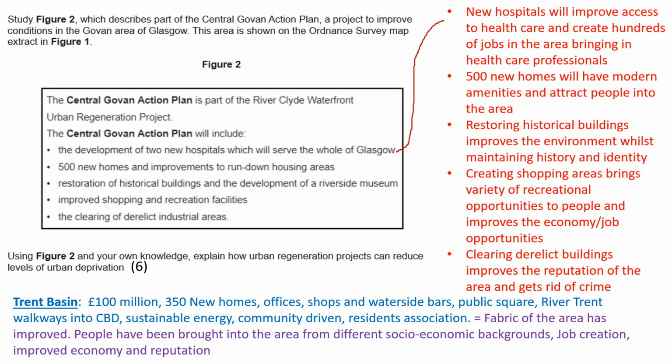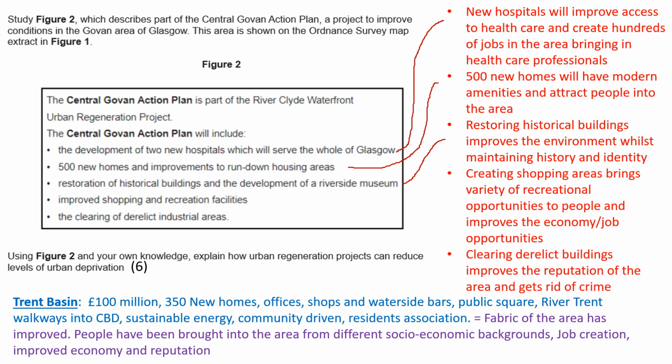The second bullet point, 500 new homes and improvement to rundown areas, links to this one here. Well, 500 new homes will have modern amenities because they're new builds and they're going to attract people into the area. And again, people bring life and they bring money. Third bullet point, restoring historical buildings improves the environment whilst maintaining the history and the identity of the area. So you're not losing the area's past. It's important to try and maintain those connections. So that's a social point.